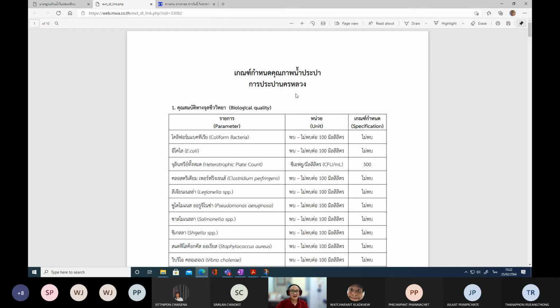This one is the criteria. The suggested criteria. Actually, it's the specifications, not the standard. It's not the standards. Okay, it's the specification. Like these Metropolitan Waterworks Authorities, if they want to produce the tapped water, the qualities of the tapped water they produce should have a kind of the characteristic following these criteria, these specifications.